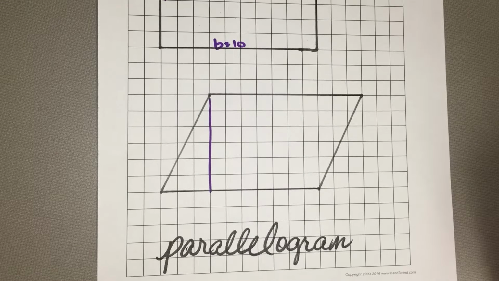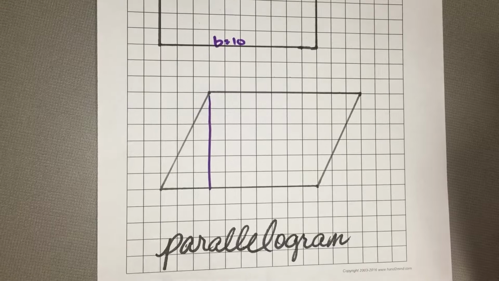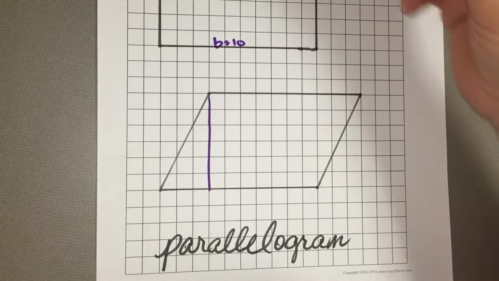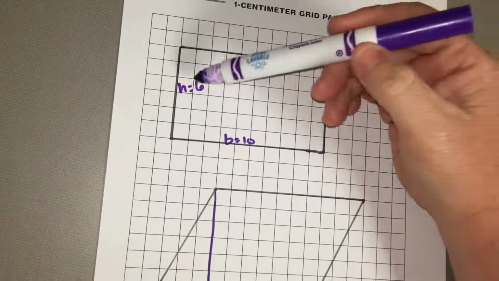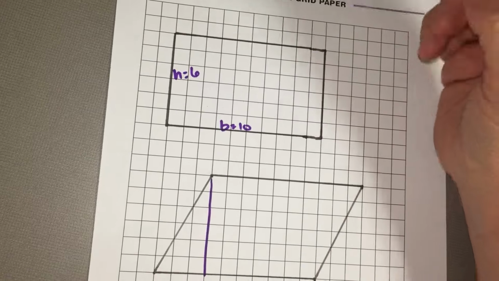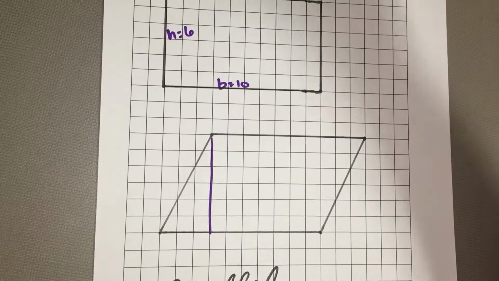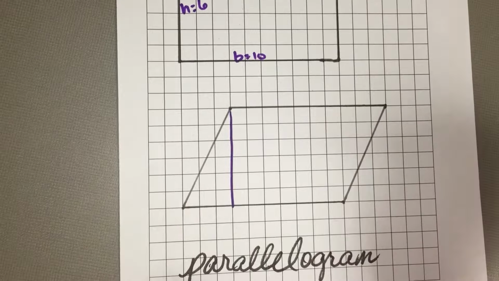Okay. So what was your guess? Did you think somewhere close to 60? Because that would have been the correct answer. Now, we're going to prove that. The area of this rectangle, length times width here, or base times height, would be 60 square centimeters. All right, so we're going to prove that the size of this is the exact same size as this, as long as your base and height are the same.